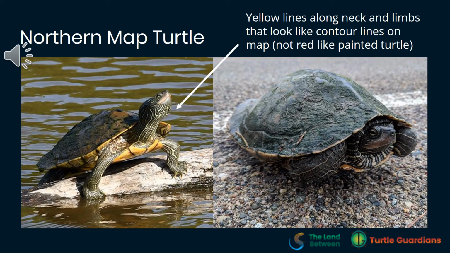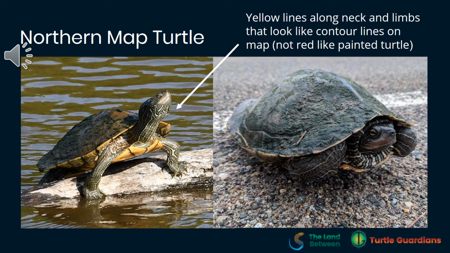So here we have our northern map turtle. It gets its name because of its distinct map-like contour lines that you can find along its shell, which are hidden here because both of these map turtles have algae on their shells, but it has faint contour lines all over its shell, and then these beautiful yellow contour lines along its face, neck, head, arms, and legs. So the best way to identify a map turtle would be by these yellow contour lines, as well as its brown flat shell that is often keeled.